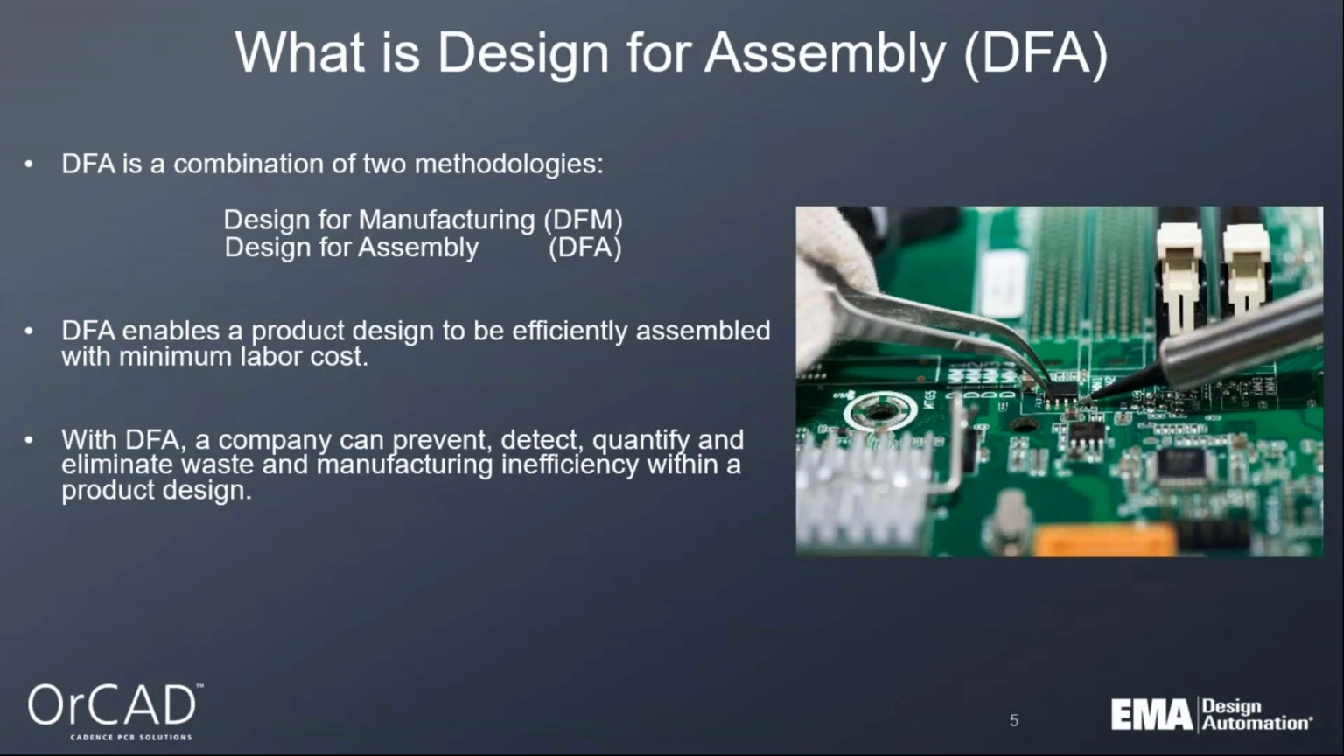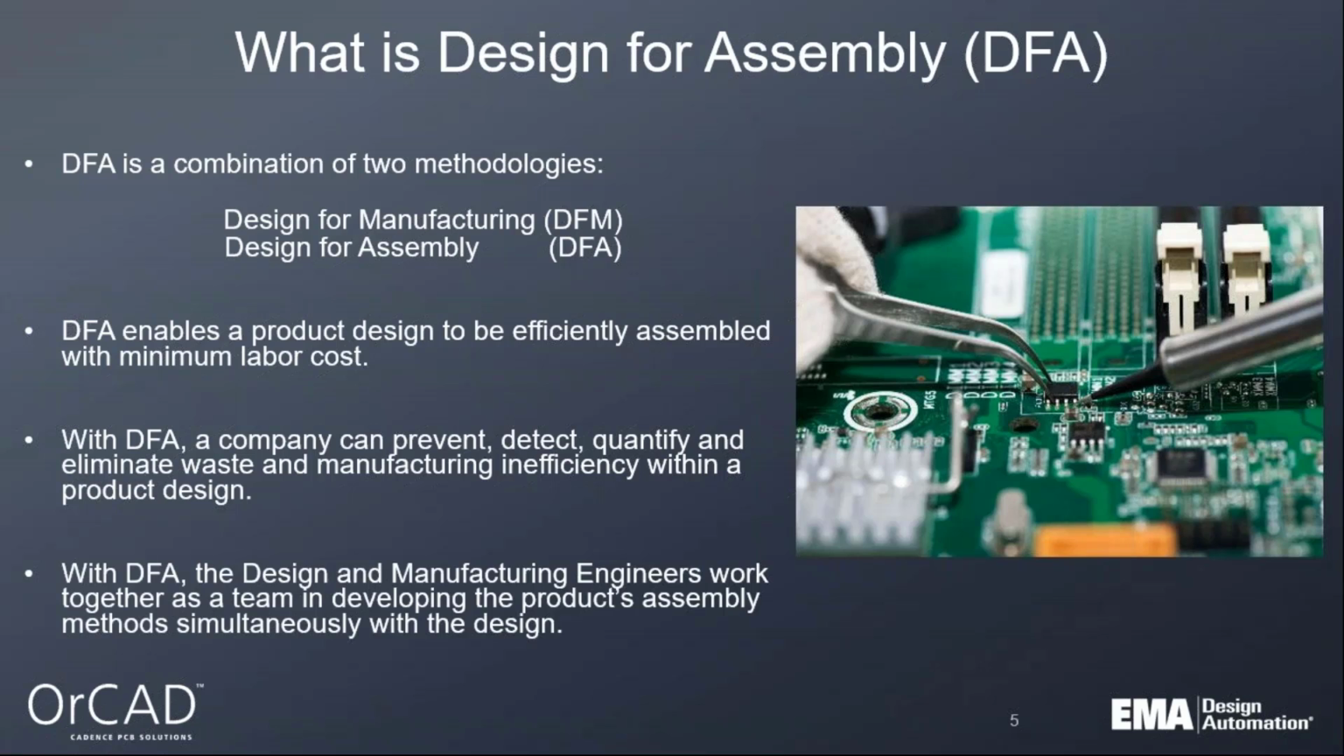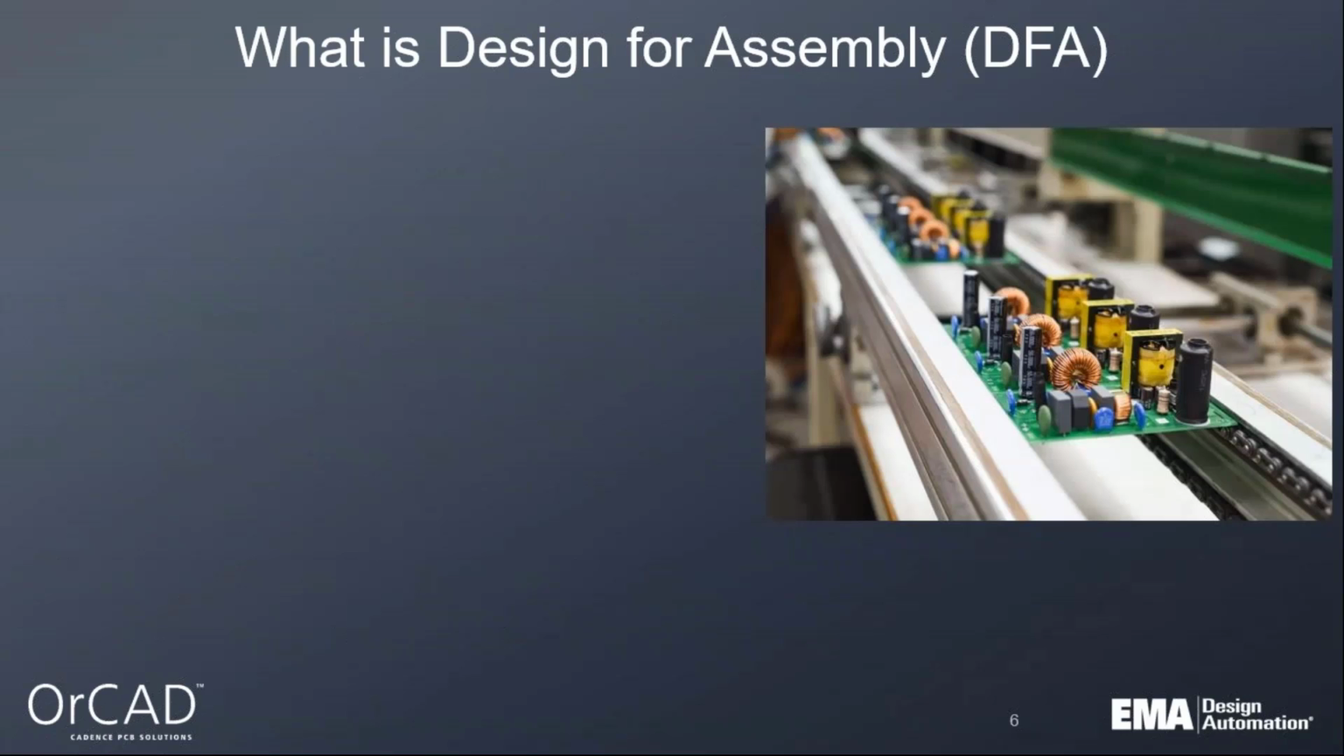And with DFA, a company can prevent, detect, quantify and eliminate waste and manufacturing inefficiencies within the product design. This is really helpful in speeding up your design, and when you're running these through assembly and manufacturing, you can work together as a team to develop product assembly methods simultaneously while you're designing the boards. This shouldn't be left to the end of the design. You should be practicing these guidelines while you're designing your boards.